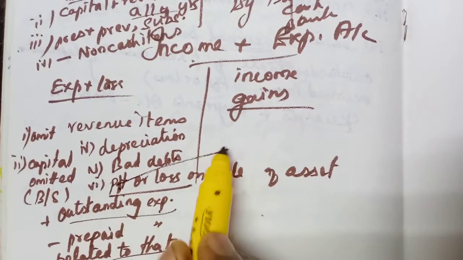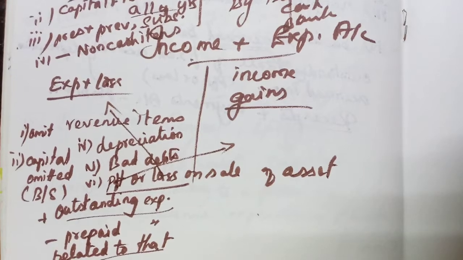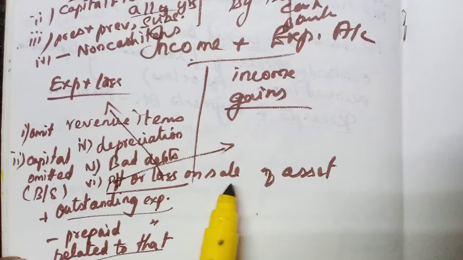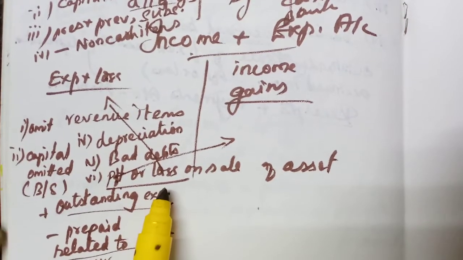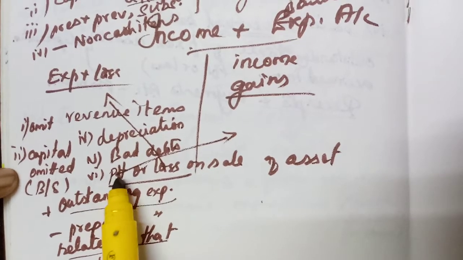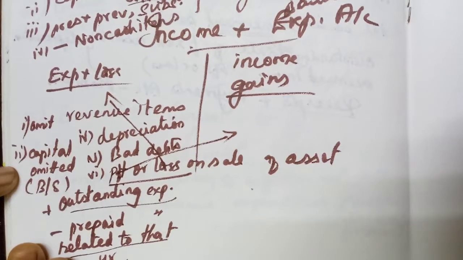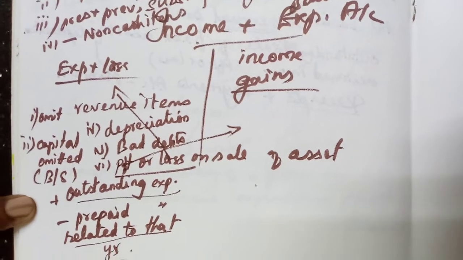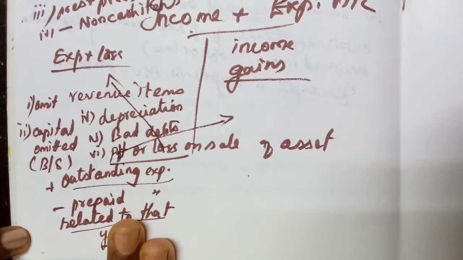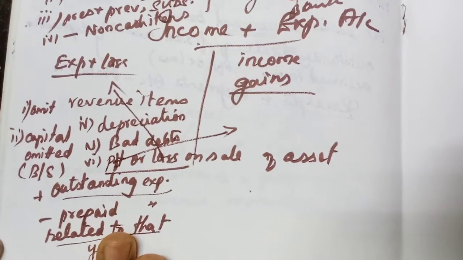If it is a profit, it will be shown on the income side. If it is a loss, it will be shown on the expense side. Understood? So we have to find out on the particular sale of asset whether we have gained or lost. If we have gained something, that should be written on the income side. If we have lost something, we have to write it on the expenditure side.